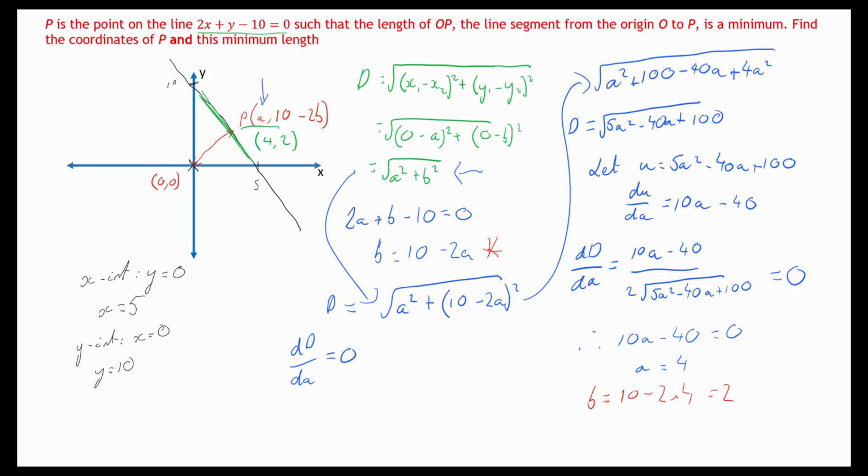Finally, when you want to find the actual distance, we're going to take this formula, which was the simplified formula for distance, sub the numbers 4 and 2 into that, and we'll find that the distance is equal to the square root of 4 squared plus 2 squared, which is the square root of 20. And that is the lowest possible distance. Now I know that because I used the distance formula and then I used the derivative in order to find a minimum. Now this is a pretty intensive question.